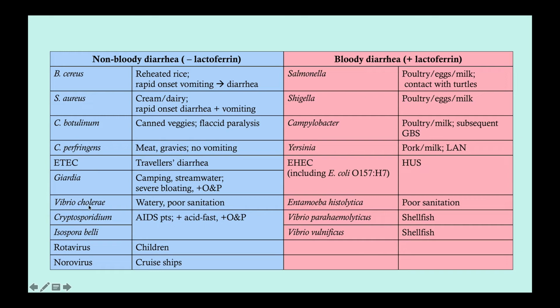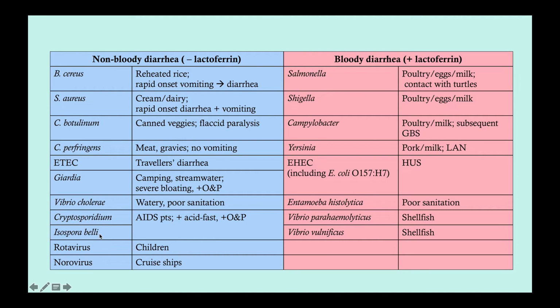Vibrio cholerae, this causes cholera. And cholera is not common in the US, so it's unlikely to come up on Step 2 or 3. This is a very, very watery diarrhea and usually caused from areas with poor sanitation. But such a watery, voluminous diarrhea, these patients can dehydrate very, very quickly.